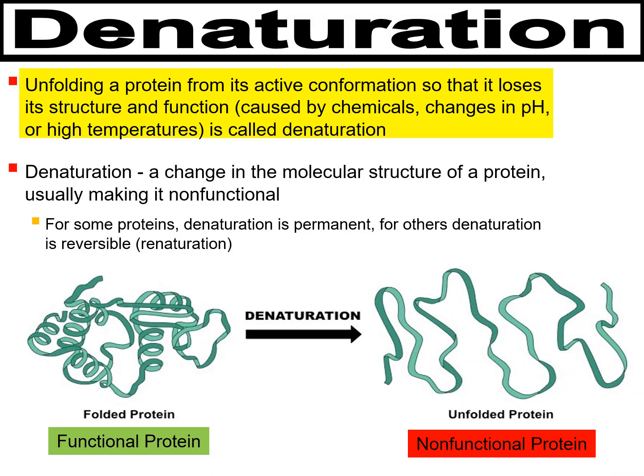The shape of a protein is paramount for the protein's function. Proteins that lose their specific shape, due to unfolding, are inactive or non-functional. Denaturation is the term used to describe the unfolding of a protein. The image in this slide provides an excellent view of protein denaturation. Denaturation is the change in the molecular structure of a protein, usually making it non-functional.